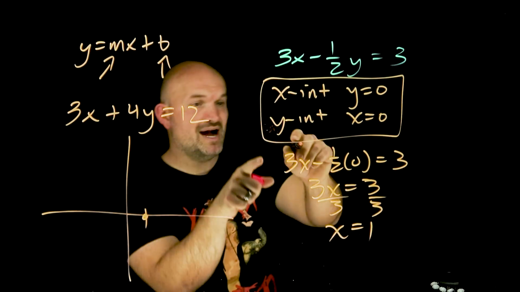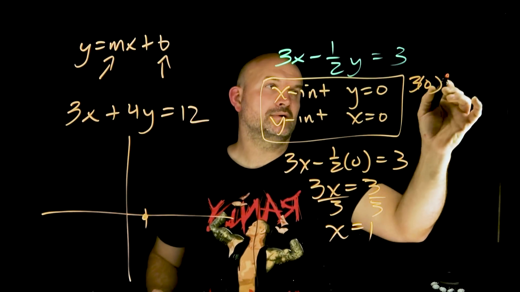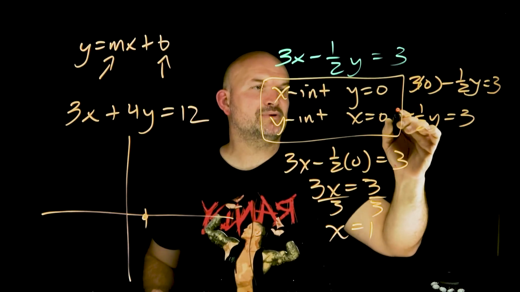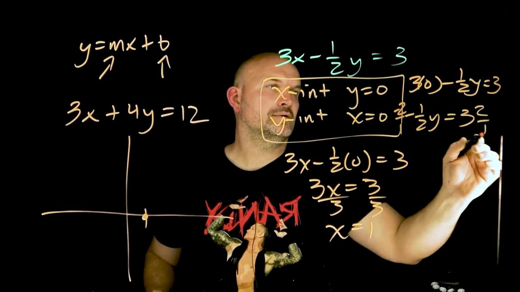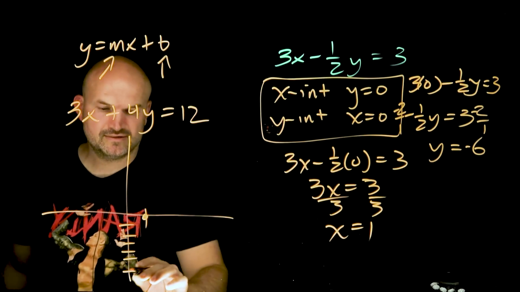Now, if I know my y-intercept is when x equals 0, then I'll put a 0 in for x. That goes to 0. Multiply by the reciprocal, which is -2/1. y equals -6. So 1, 2, 3, 4, 5, 6.